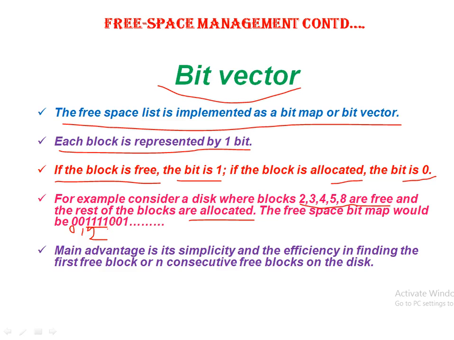Next, the 6th block is not there, and the 7th block is not there. Directly from 5 it is going to 8. That means the 6th and 7th are allocated. Allocated means I represent it as 0. Next, the 8th block is free, so again I represent it with 1, and so on it continues. This is how I come to know about the free space list.